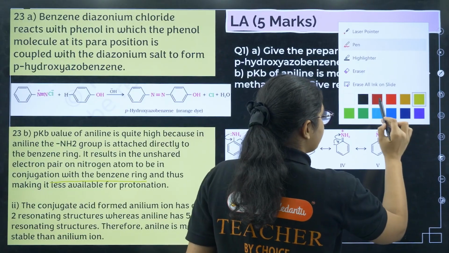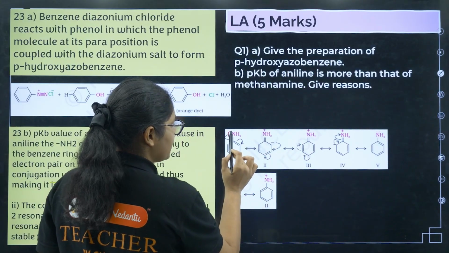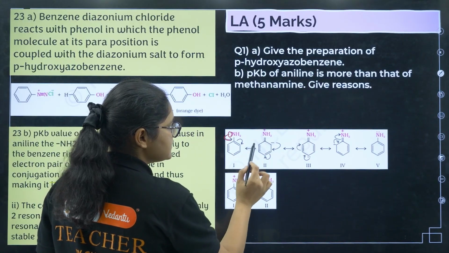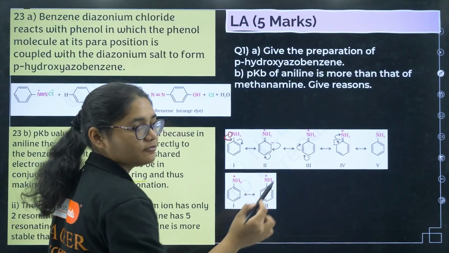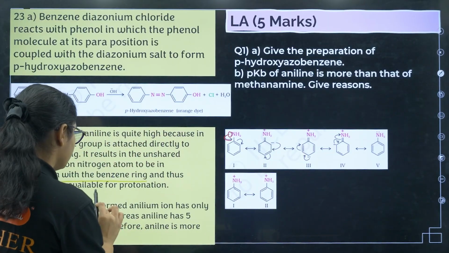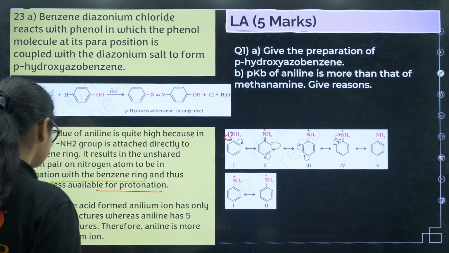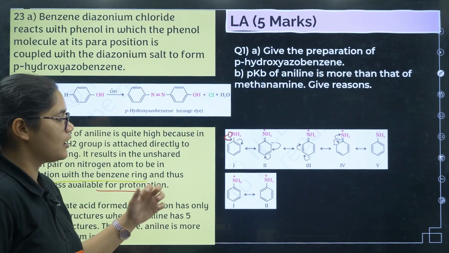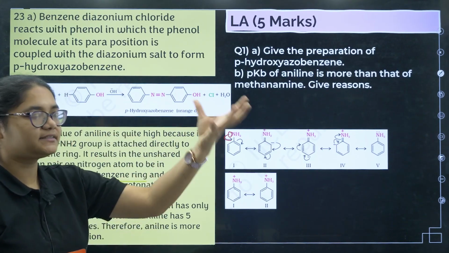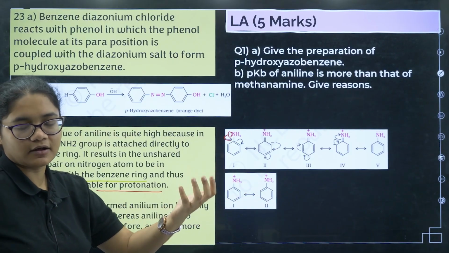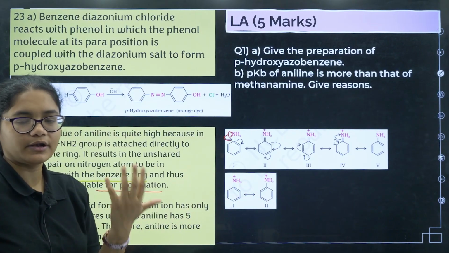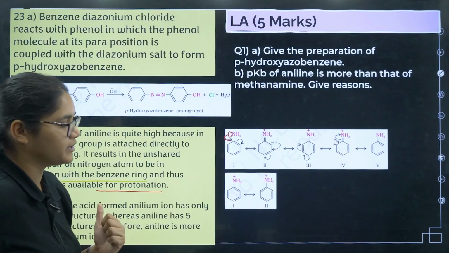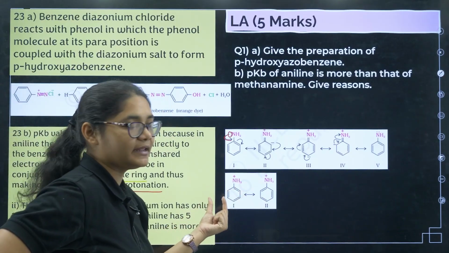So it is involved in resonance, right? You can see here the lone pair of electrons is involved in resonance with the ring. It is not available for donation, right? Not available for protonation. Next, what happens if, suppose, for example, it donates the electrons, okay, and that means it will get protonated, it will donate electrons to H plus, for example. So it will form anilinium ion.